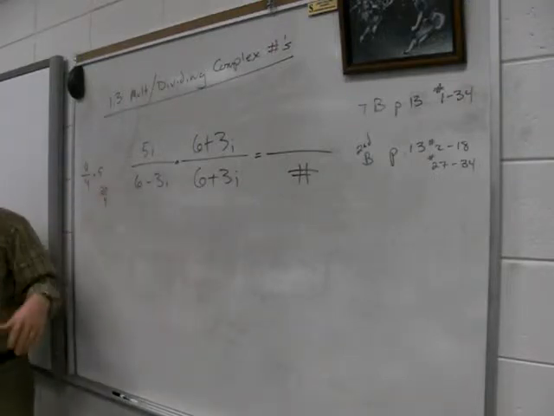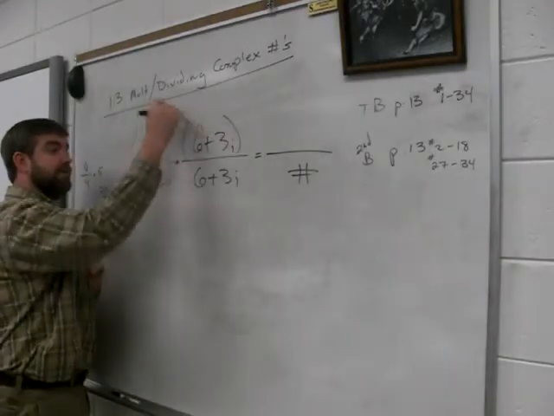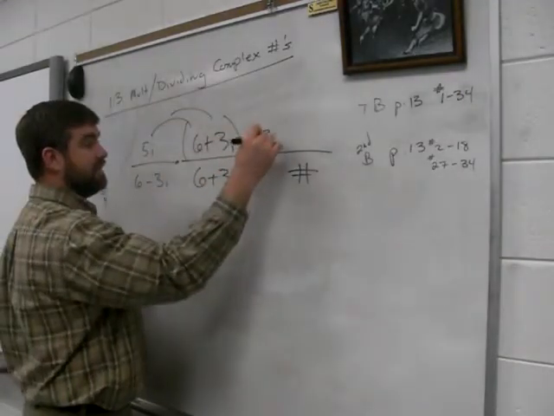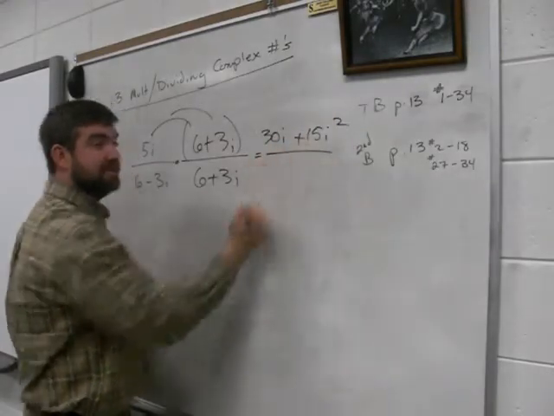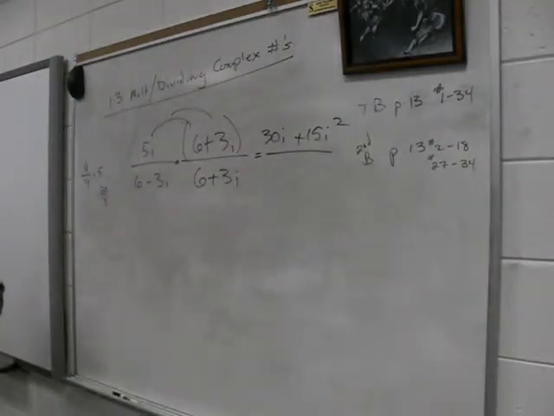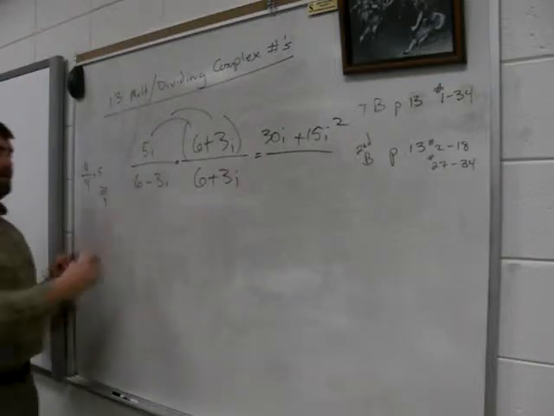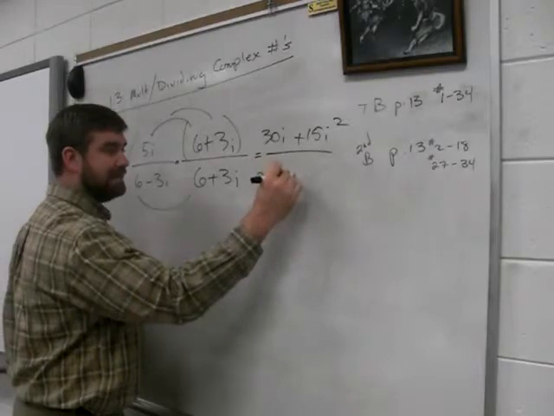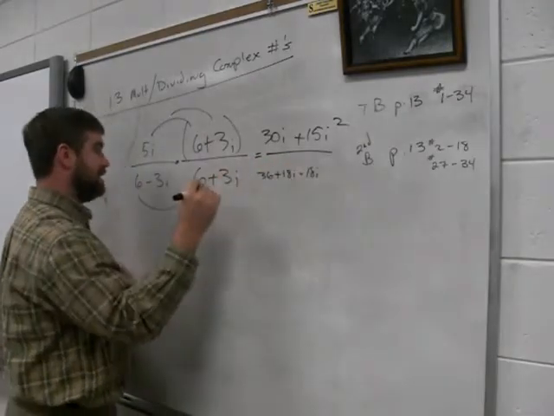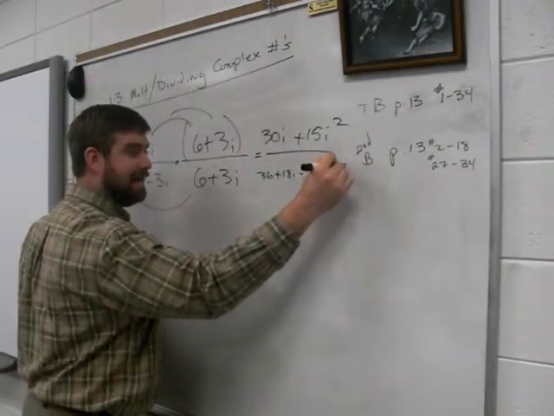So on the top, what do I have to do? I have to distribute here and here, and I get 30i plus 15i squared. I'm going to have to simplify that later. And on the bottom, I have to FOIL it out. I get 6 times 6 is 36 plus 18i minus 18i minus 9i squared.